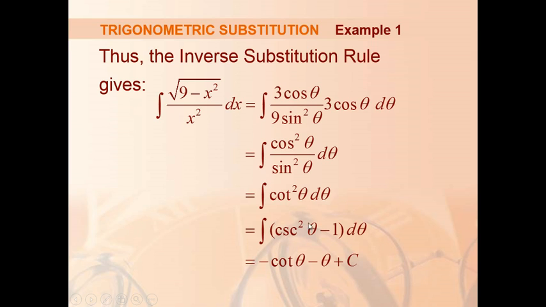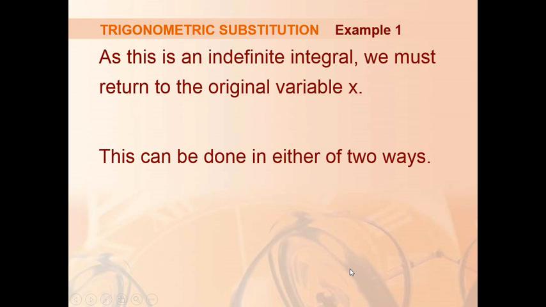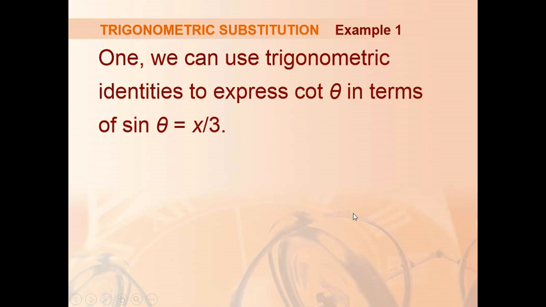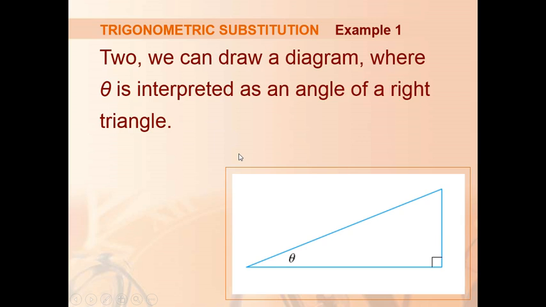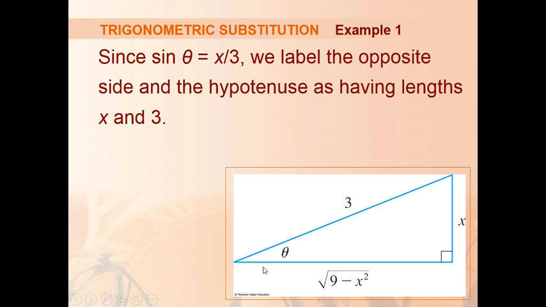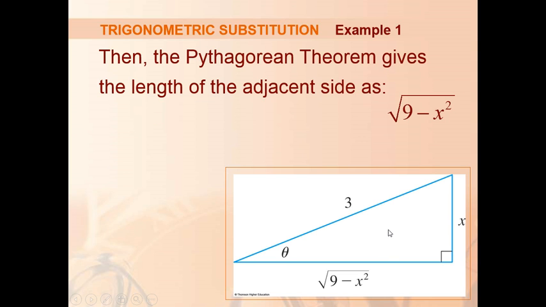Once we come up with that, we get the integral. But we're not done yet, because everything is written in terms of theta. Don't forget to plug it back to x. Since this is an indefinite integral, we must return to the original variable x. This can be done in a couple of ways. We can use sine of theta as x over 3. So try to draw the triangle. We have theta, and x over 3, which is opposite over hypotenuse. And then the adjacent is the square root of 9 minus x squared by using the Pythagorean theorem.